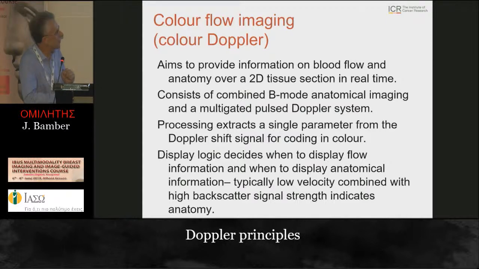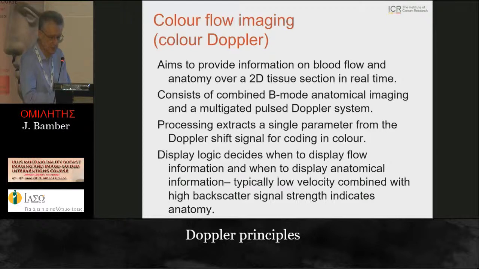So that display logic in the machine decides when to display flow information and when to display anatomical information. Typically, low velocity combined with high backscatter signal strength indicates anatomy, because solid tissues, rather than red blood cells, send back stronger echoes, and solid tissues are not moving. Not much anyway, there's breathing motion and so on. So the blood, tiny red blood cells, scatter little, so the signals are very weak, and the blood is moving, and so it has higher velocity than the surrounding tissue.